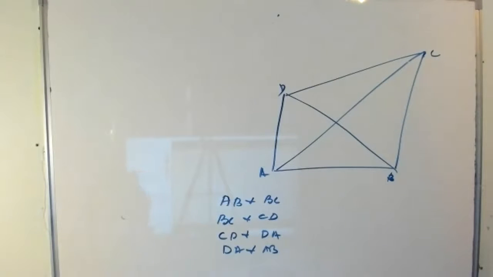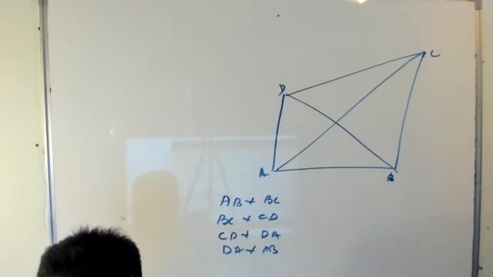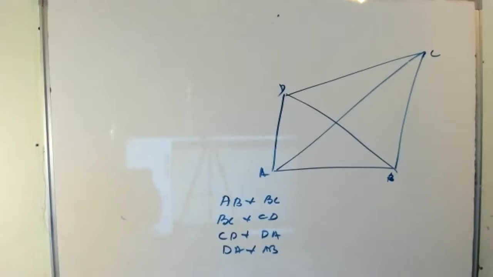So we just started quadrilaterals. Quadrilateral, a closed four-sided figure. Then four vertices, four angles, four sides, and two diagonals. Then adjacent sides: AB and BC adjacent sides, BC and CD adjacent sides, CD and DA adjacent sides, DA and AB adjacent sides.